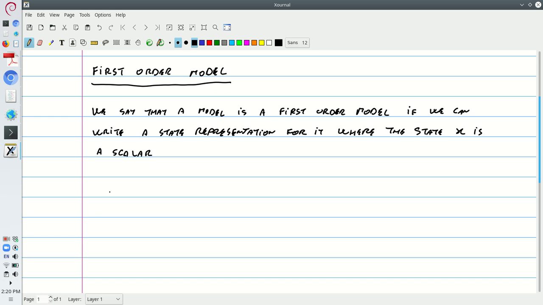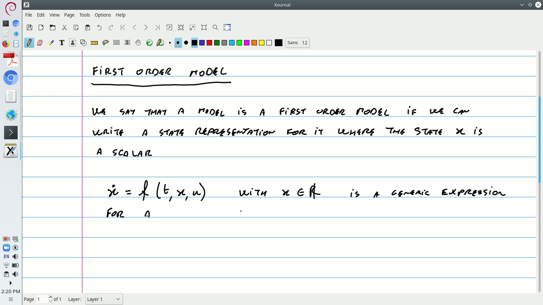Okay, so for example, x dot equal to f of t, x and u, with x a real number, is a generic expression for a first order model.